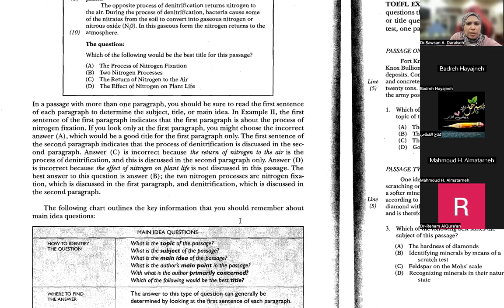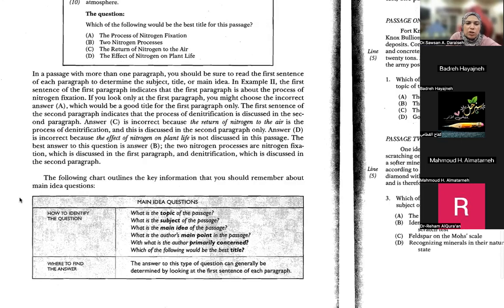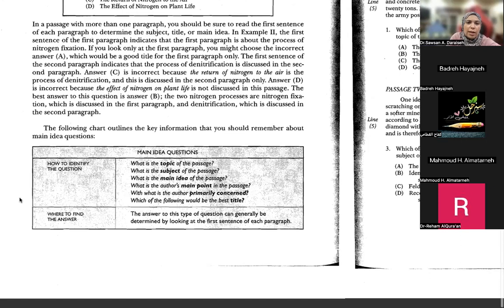So the best answer to this question is answer B. The two nitrogen processes are nitrogen fixation, which is discussed in the first paragraph, and denitrification, which is discussed in the second paragraph. The following chart, look at the chart, guys. This chart is good, guys. Why? Because it has key information that you should remember about main idea questions.